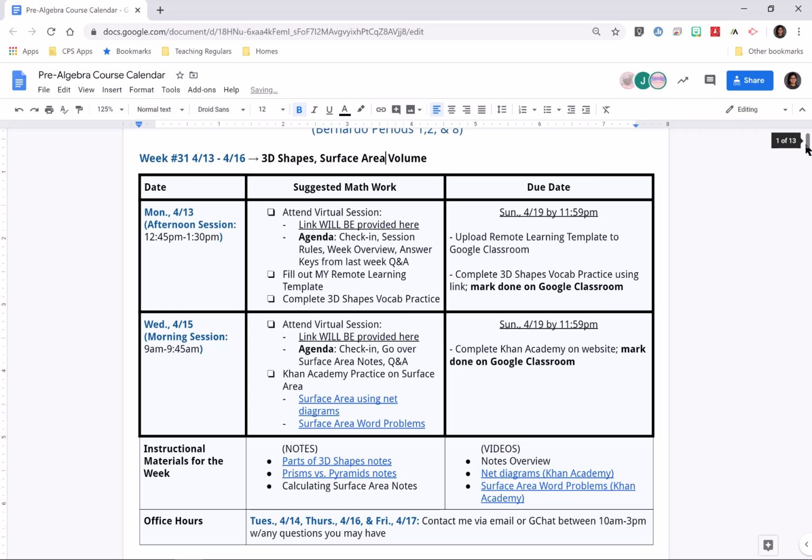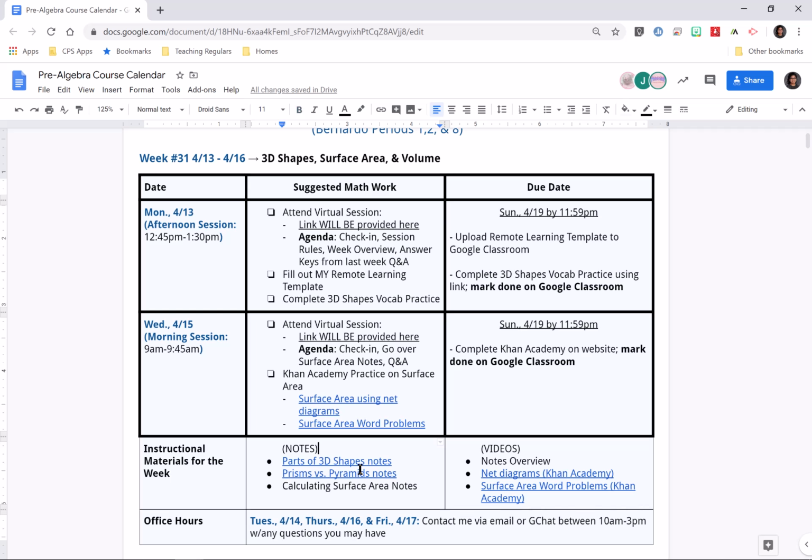If you have been following along with the e-learning ever since the closures, you'll see that I've changed the course calendar a bit just to make it easier for you to read. I put the agendas and the work for when you should be working on math on the top. And then we have instructional materials here, and then remind you of when you can contact me and how you can contact me. Okay. But the notes for this week, you can find them where I put notes.